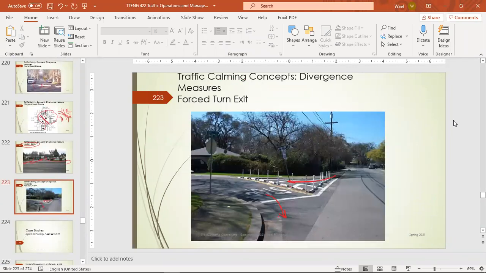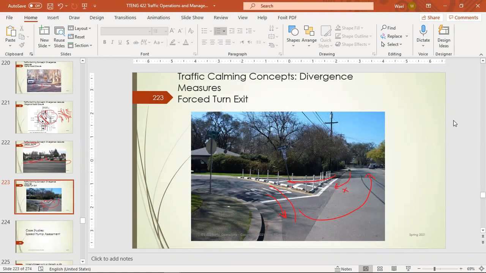That's an example for forced turn exit. That means if someone is exiting from here, they are not going to be willing to go this way. And also vehicles entering from here, no.